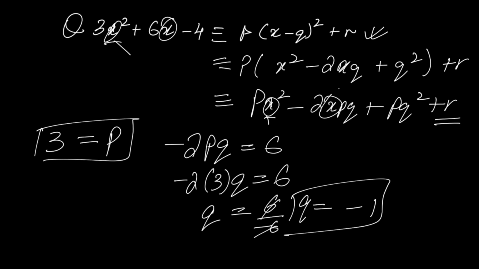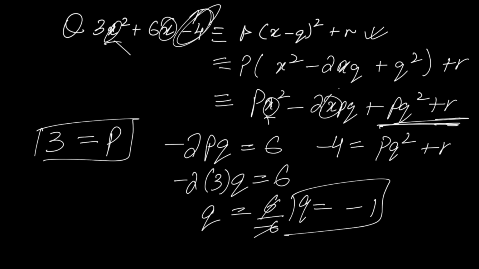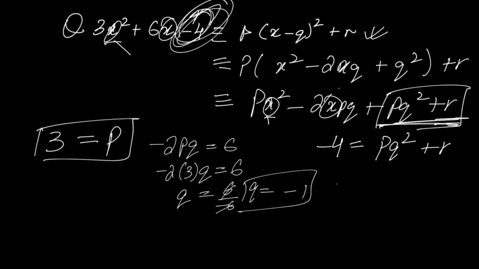For the value of r, we can take minus 4 equals pq square plus r, because both of these values do not have an x, so both of them are constants, so we will equate them to the constant in this equation. So minus 4, we have the value of p as 3 and the value of q square would be 1, plus r, so r is equal to minus 7.